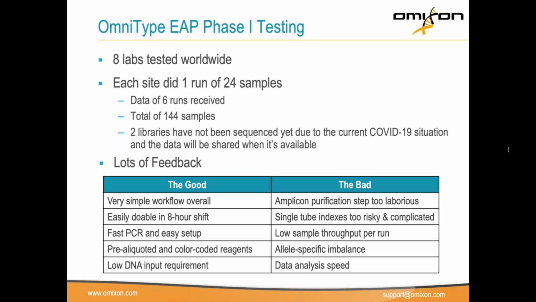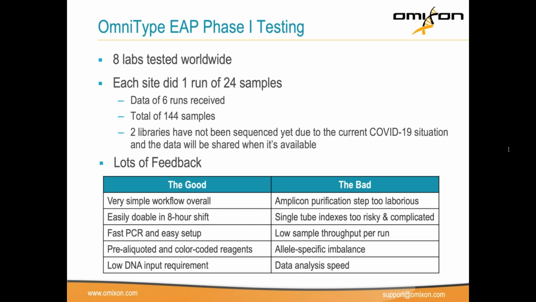On the other side, we also had some bad, or some not as good, feedback. So most people felt that the amplicon purification step is too laborious because it is done in a 96 well magnetic plate, and it is high risk for cross-contamination and carryover during this step. People did not enjoy the single tube indices because you have to mix and match different tubes together. So that is too risky and complicated to do, very high risk for the user.